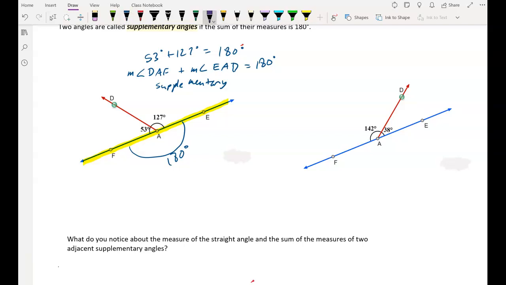And over here, you should notice also that angle FAD in this one is 142, and the other angle is 38. And when you add those two together, yep, you get 180 degrees. So that means that these angles are also supplementary because they add up to 180 degrees. Okay? They are both 180 degrees, the same as a straight angle. You know, and a straight angle is just a line, but you have to name it with the 3 points.